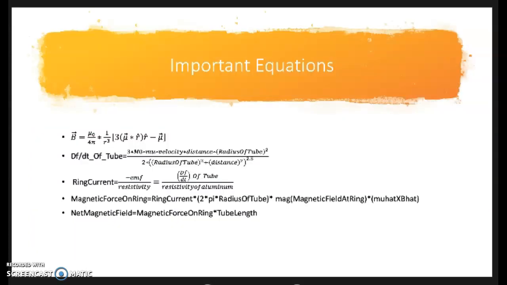Here are some important equations that I will use in my computational model. Shown are the equations for the current, the flux in the tube, the magnetic force on a ring being a section of the tube, and then the net magnetic field, which we use superposition to calculate because the rings add together. The magnetic force of the rings add together due to the law of superposition.